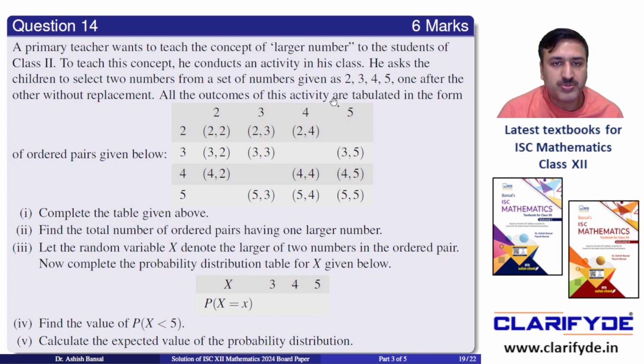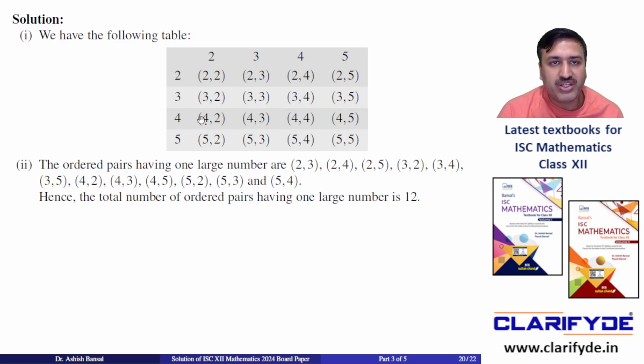So moving to the first part, we have to complete this table. So 2, 3, 4, 5, these are the numbers which are given. If I complete the table, it would be like this: 2, 2, 2, 3, 2, 4, 2, 5. So this represents the first component of the ordered pair and this the second component of the ordered pair. In this way we can complete the table.